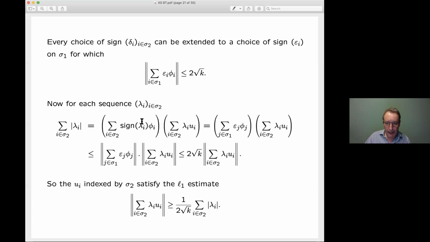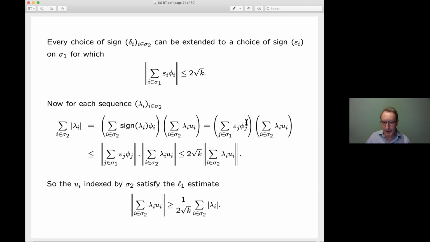And now I rewrite this as just some extension. So I've got a choice of signs here on sigma 2, and I know that there is an extension to the whole of sigma 1, some choice of signs of this kind. So I choose the extension with the right estimate. And of course, that has no effect on the dot product here, or the inner product here, because these things are bi-orthogonal. So all the other phi j's that I've introduced here have 0 inner product with all the ui's that are appearing here.